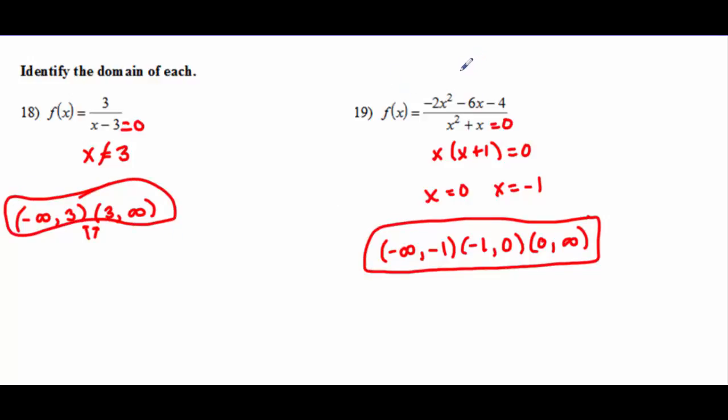I didn't have to factor the top on 19, because even if something canceled out, that's a hole, and that still affects my domain, because it's still going to give me errors on my table of values and in my graph. So if you were wondering about that, that's why I didn't factor the top, because even if it had canceled out, it's still a problem for my domain.